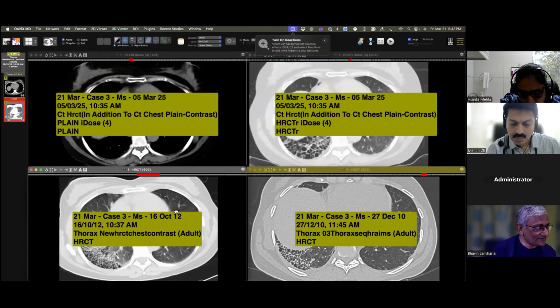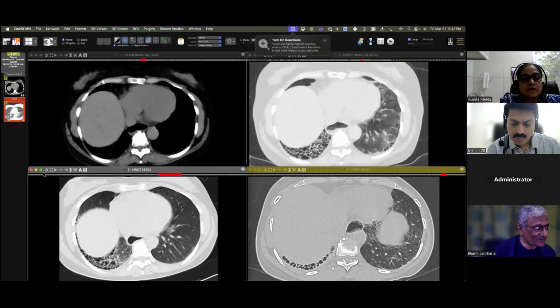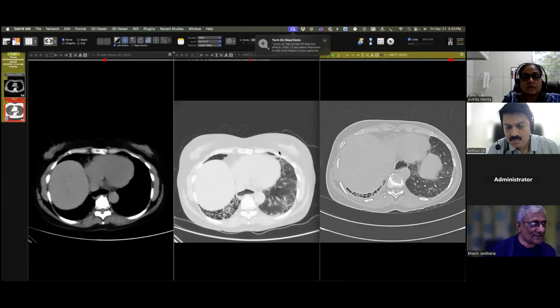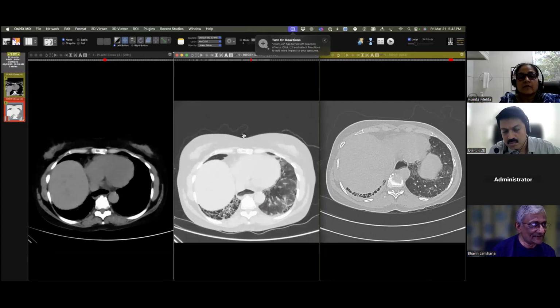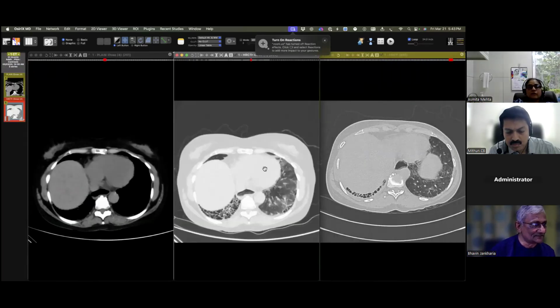There is a scan in 2012, but that's in expiration and it's not very helpful. There's no change. But then we have the current scan to look at. And first, I'll just show you the scan. Sorry, expanded here.